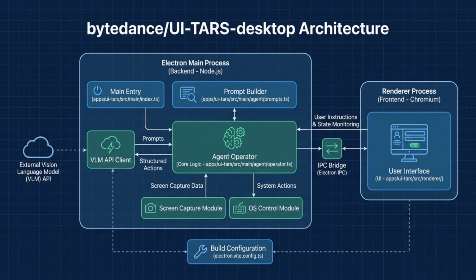TARS bypasses this limitation in a really clever way. Instead of reading code, it uses a vision language model to literally see the screen. It interprets the visual layout of any application, just like a person would. This makes the system fundamentally more flexible and resilient to change. The project's design philosophy follows a simple yet powerful loop: perceive, think, and act.